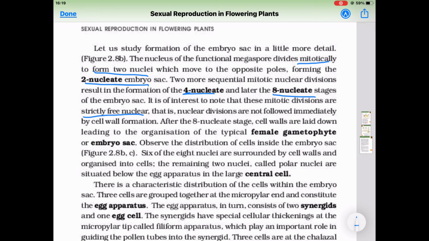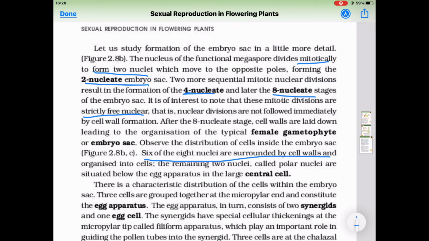After the 8 nucleate stage, cell walls are laid down, leading to the organization of the typical female gametophyte or the embryo sac. Observe the distribution of cells inside the embryo sac. 6 of the 8 nuclei are surrounded by cell wall and organized into cells. The remaining 2 nuclei, called polar nuclei, are situated below the egg apparatus in a large central cell. So 3 nuclei towards one pole, other 3 towards the other pole, and 2 nuclei are present in the center in the central cell.